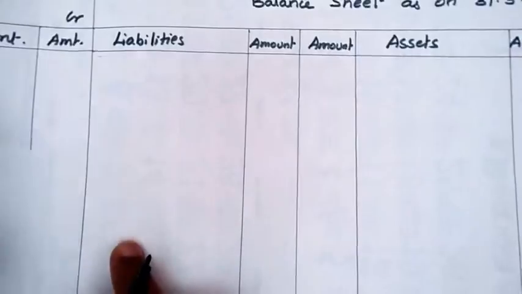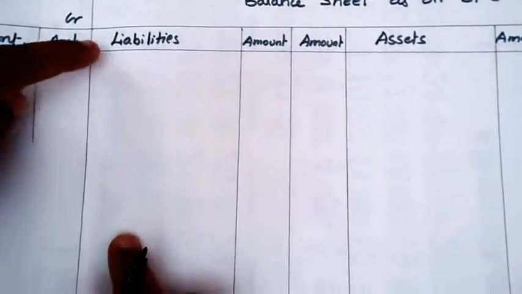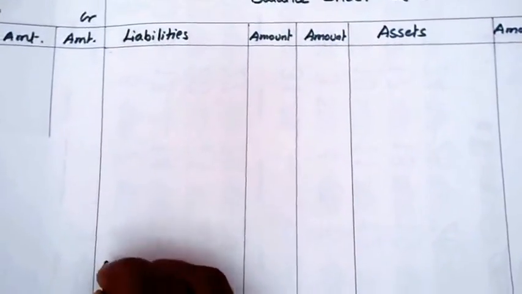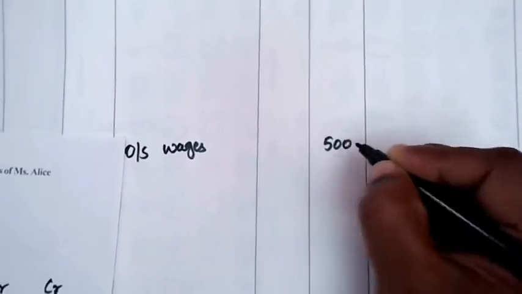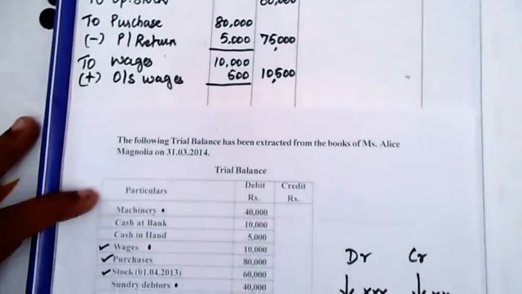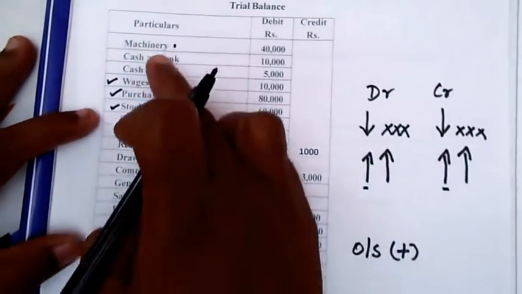Leave some space for the basic things, capital, and all other things should come here. So leave some space and then you can continue with all other adjustments. Outstanding wages. How much? 500, no? Just enter it in the outer column. Then see any other direct expense in this problem.